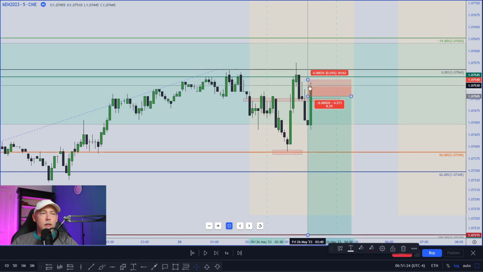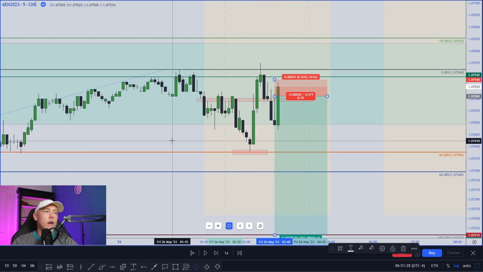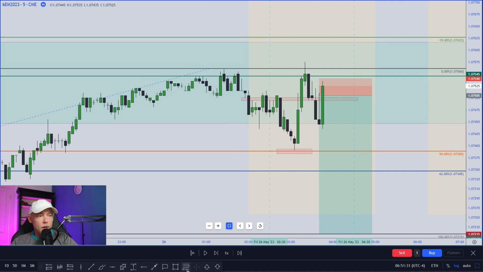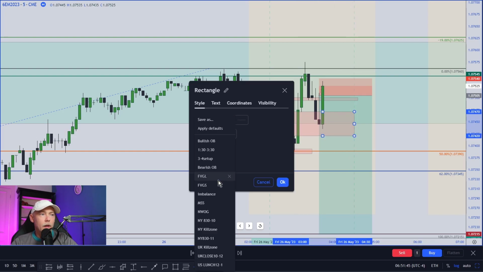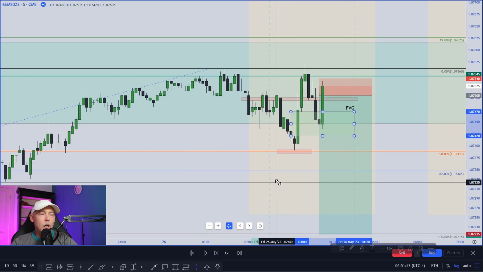What's the hack here with this trade? How did I know this was going to break the high? Well, if we look closely, there was a fair value gap on the 5 minute chart this way. This candle's low to this candle's high. There was a fair value gap in there. That's a fair value gap long.